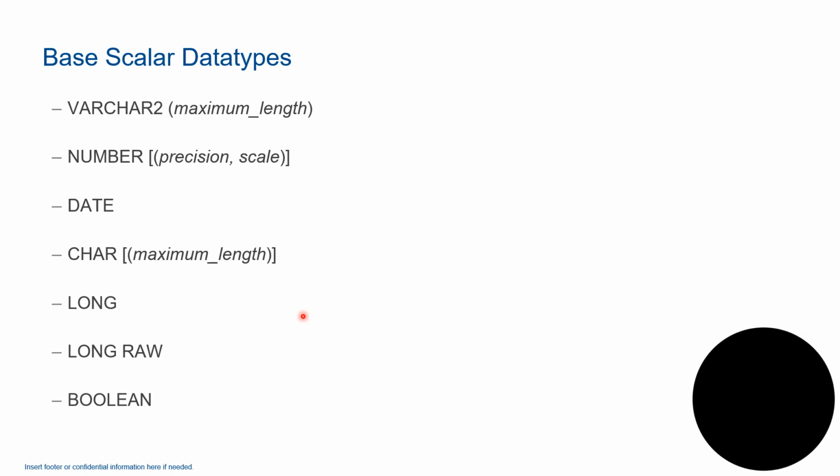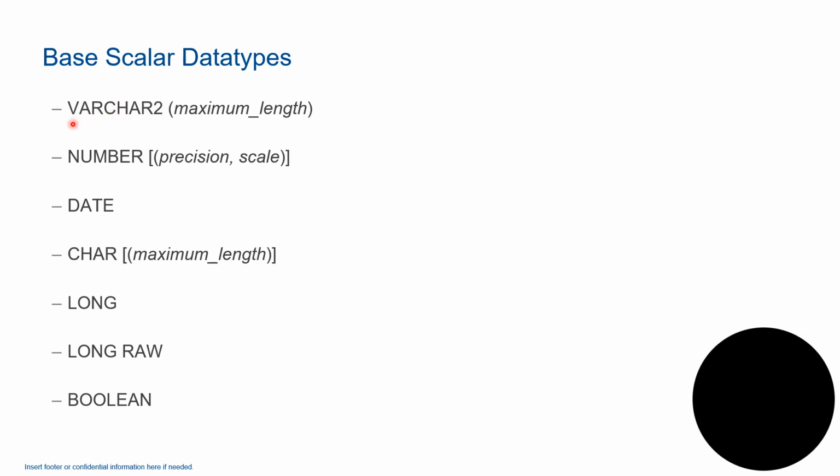Okay, now base scalar data types. As we have talked about scalar data types, we have VARCHAR2, NUMBER, DATE, CHAR, LONG, LONG RAW, and BOOLEAN. First let's talk about CHAR. CHAR is a fixed length character string with maximum size of 32,767 bytes. So it can store a value up to 32,767 bytes.